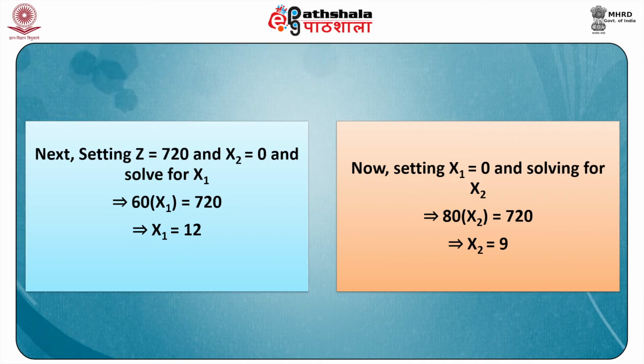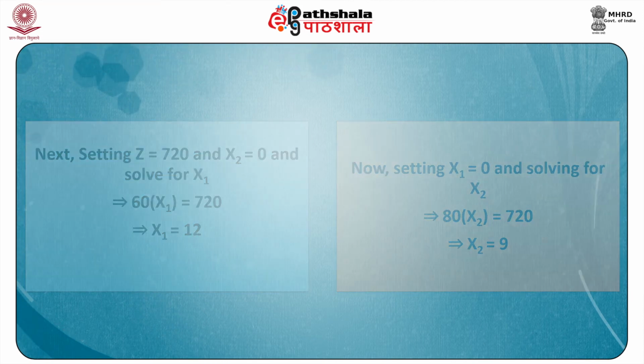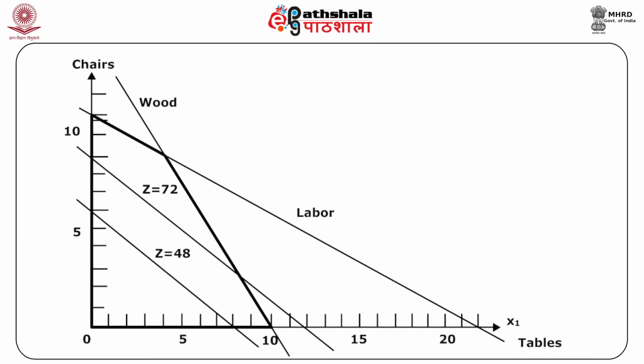And now setting x1 equals to 0 and solving for x2, we get 80x2 equals to 720 or x2 equals to 9. Now we plot the objective function lines when z equals to 480 and z equals to 720 as shown in the figure. We can see from the figure that as we move away from the origin, z rises.